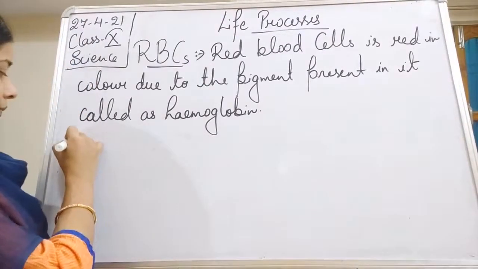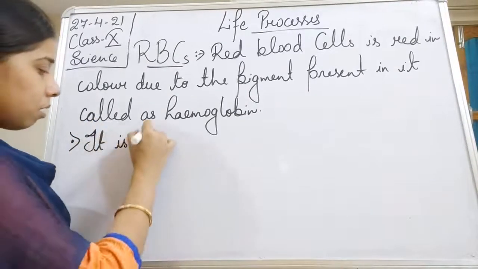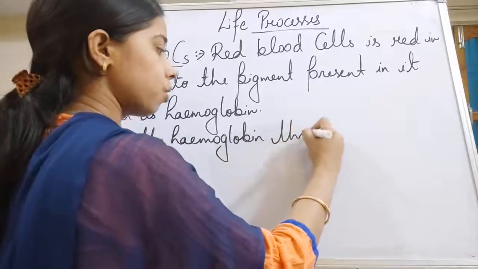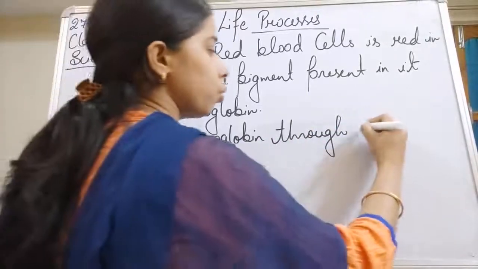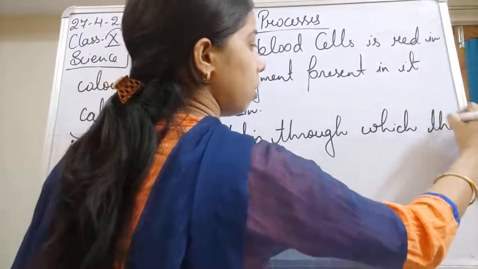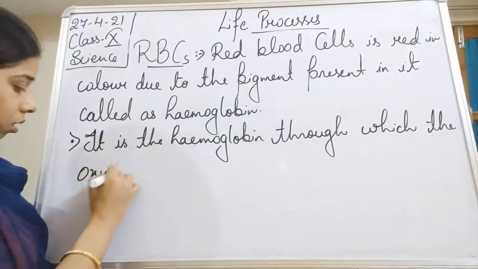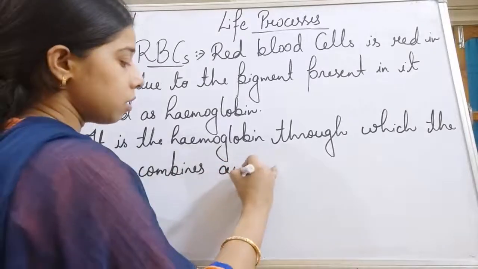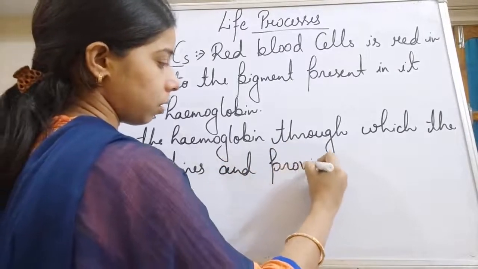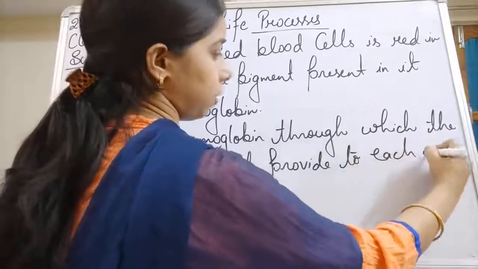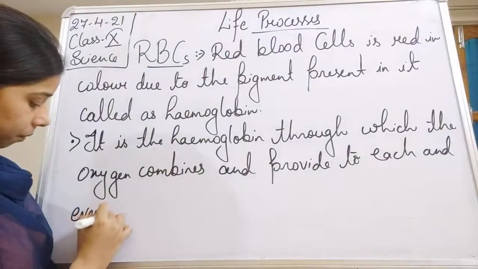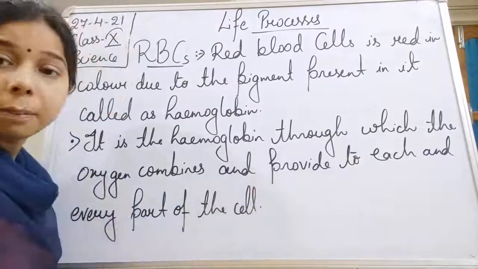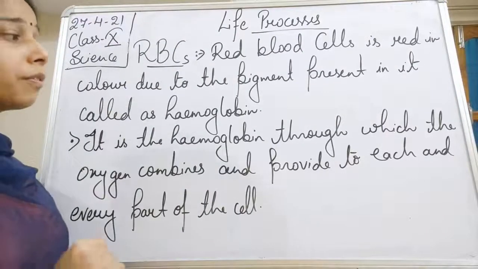So, it is the hemoglobin through which oxygen combines and is provided to each and every part of the cell. So this is one of the functions of the red blood cells.